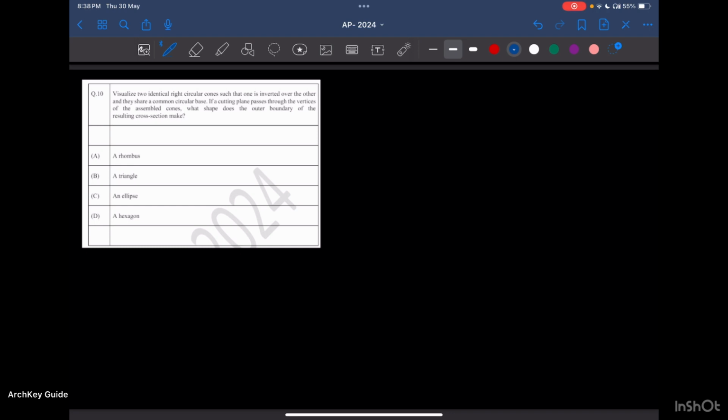Visualize two identical right circular cones. Okay, what is a right circular cone? In 3D, this is a right circular cone. In 2D, it's going to be like this, a triangular face. Visualize two identical right circular cones such that one is inverted over the other and they share a common circular base. Which means another one is below this.